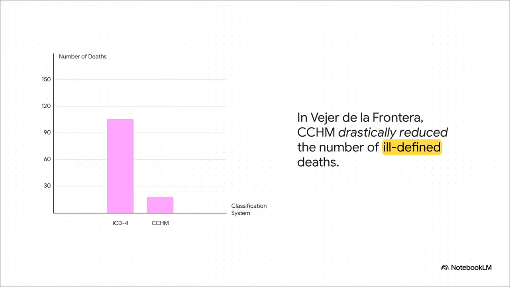The CCHM also showed it had another superpower. It just obliterated the noise in the data. In the smaller town, the old ICD-4 system left them with 106 deaths that were basically cause unknown. They were just too vague to classify. But the CCHM slashed that number all the way down to just 18. It basically took the mystery out of the data.